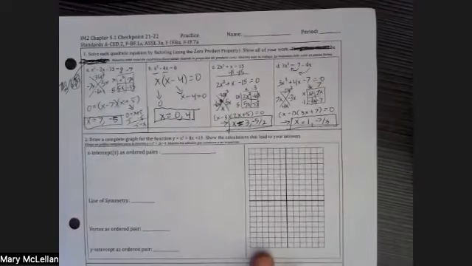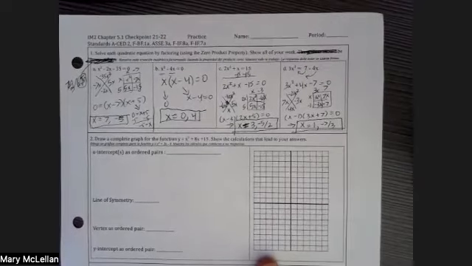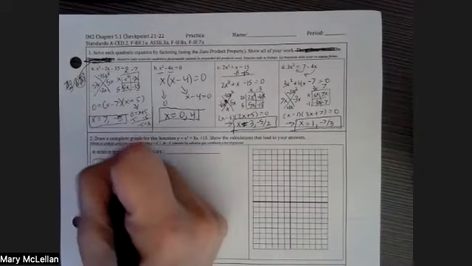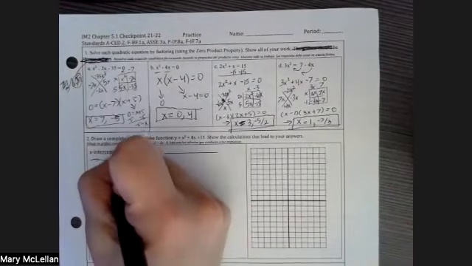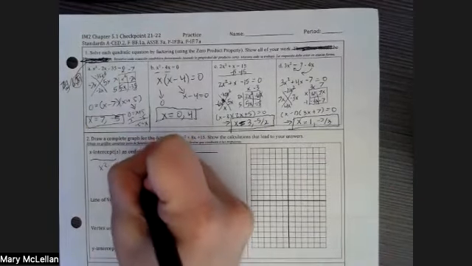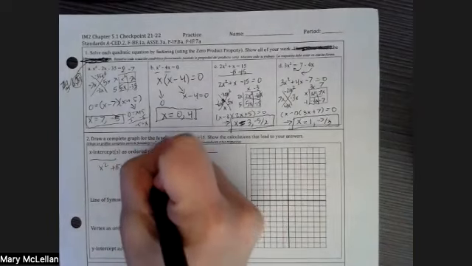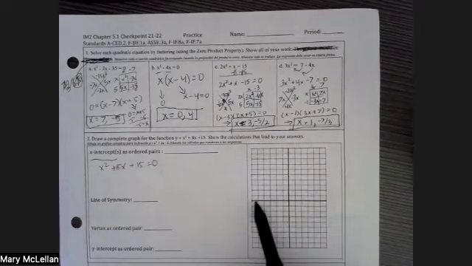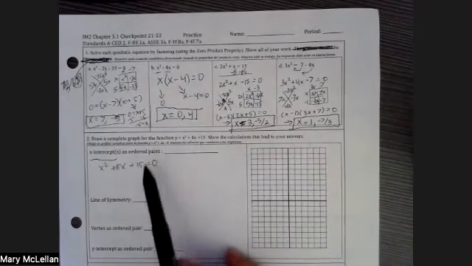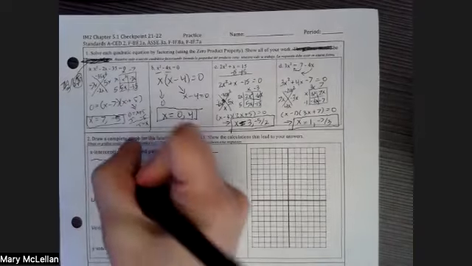Very good. Next problem. Now I'm graphing, so I need to draw a complete graph for the function y equals x squared plus 8x plus 15. Show the calculations that lead to my answers. So in order to find my x-intercepts, I need to factor and apply the zero product property. I have x squared plus 8x plus 15 equals 0. I'm setting it equal to 0 because I want to make y 0, because when I'm on my x-axis, y equals 0.